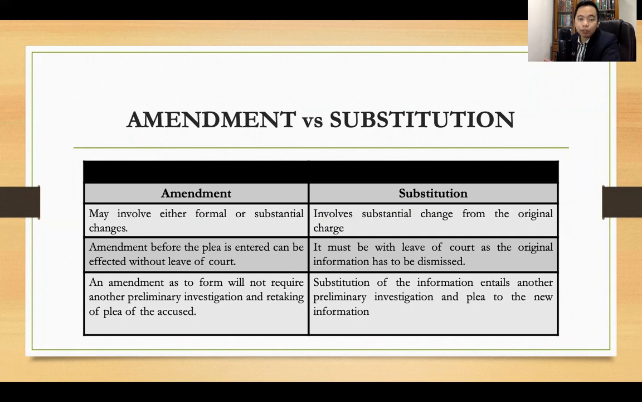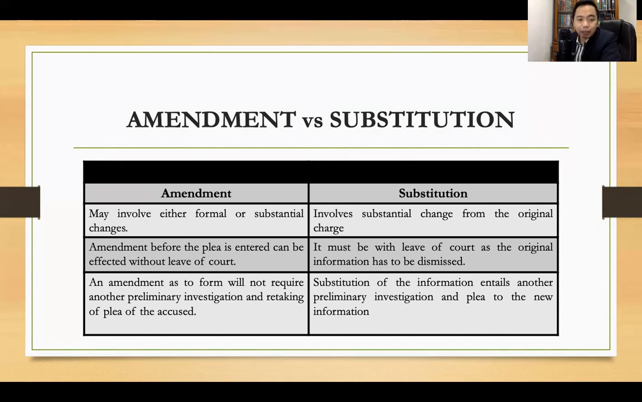An amendment of the complaint or information may involve either a formal or substantial change. On the other hand, when a party will substitute the complaint or information, it will always involve substantial change from the original charge. So when you say amendment, it can be formal or clerical change or substantial change, whereas a substitution is always and always substantial.